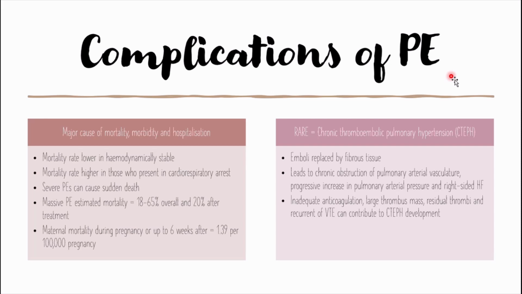A rare complication of a PE is chronic thromboembolic pulmonary hypertension. This is when the emboli is replaced by fibrous tissue, leading to the obstruction of pulmonary arterial vasculature, a progressive increase in pulmonary arterial pressure, and then right-sided heart failure. The risk of this complication is increased if the patient receives inadequate anticoagulation, if they have a large thrombus mass, any residual thrombi, or a recurrence of the PE.